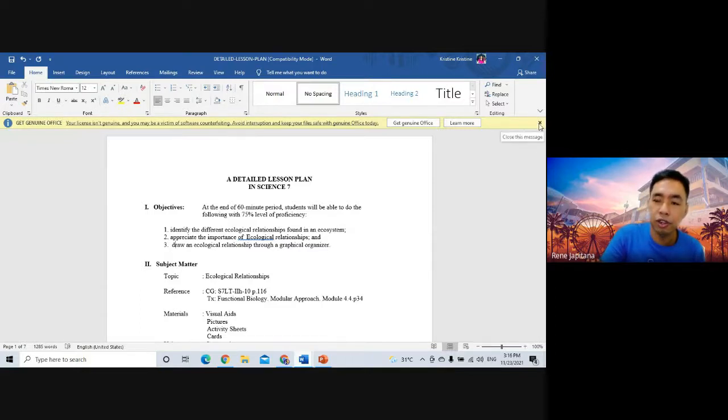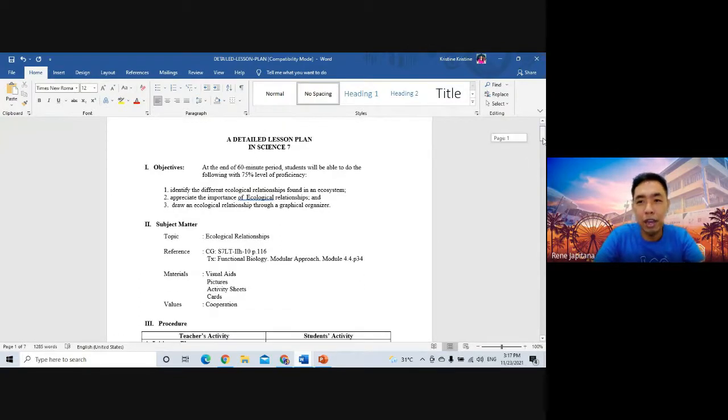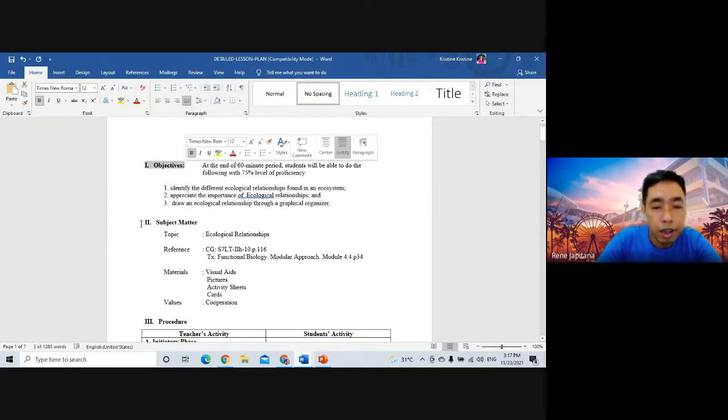So the unit earners are already professionals. They are aiming to become professional teachers. So I have to teach them how to prepare the lesson plan. And I am glad that they were able to make this one, meaning to say they have learned something from the principles of teaching. So if you try to look at this lesson plan, there are parts. The first one is the objective. Second one, the subject matter.